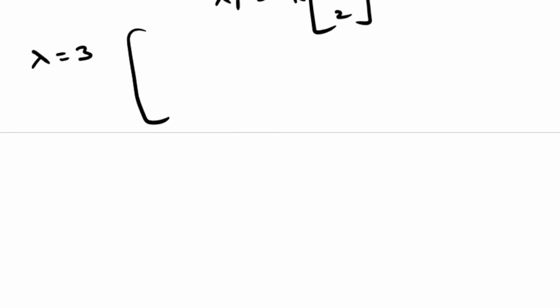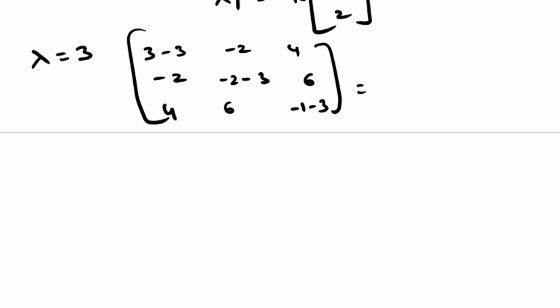Lambda is equal to 3, which is 3 minus 3, minus 2, 4; minus 2, minus 2 minus 3, 6; 4, 6, minus 1 minus 3, which is equal to 0, minus 2, 4; minus 2, minus 5, 6; 4, 6, minus 4.